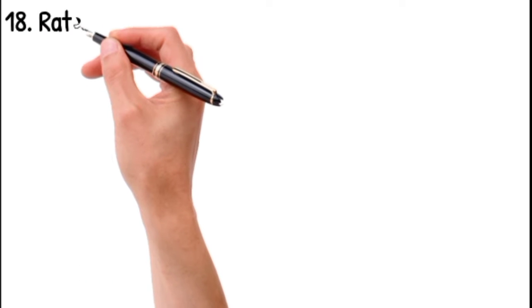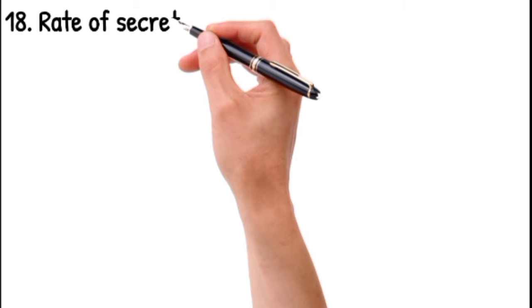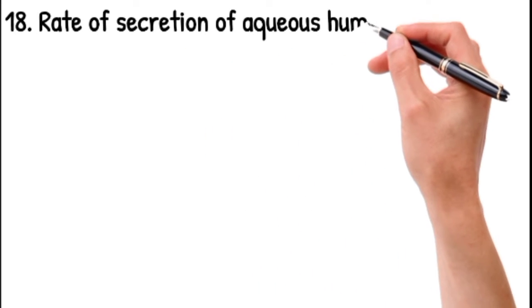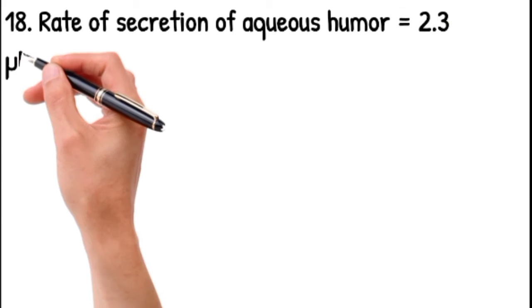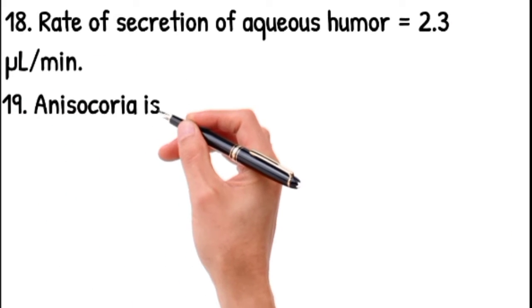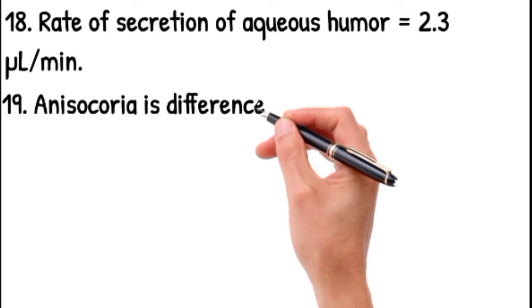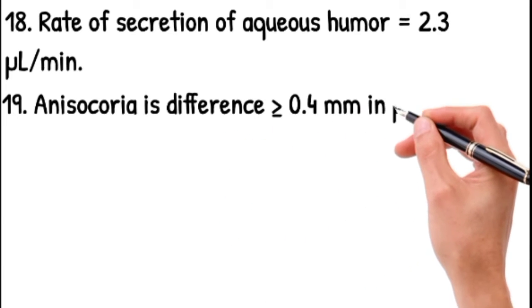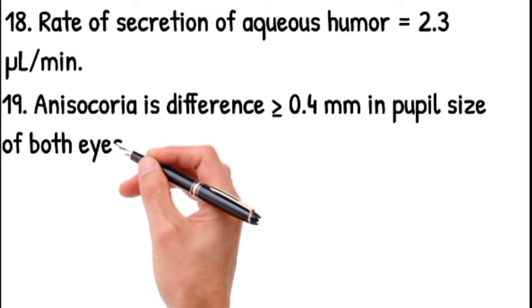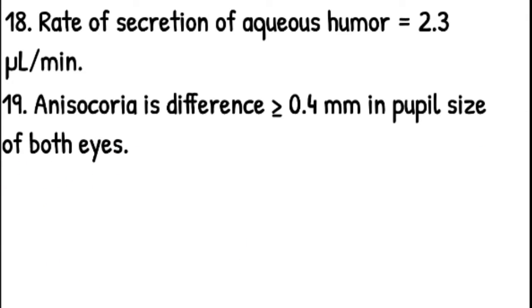18. Rate of secretion of aqueous humor is equal to 2.3 microliter per minute. 19. Anisocoria is difference greater than or equal to 0.4 millimeters in pupil size of both eyes.